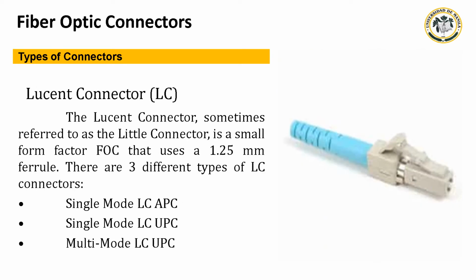Next is the Lucent connector or the LC. The Lucent connector, sometimes referred to as a little connector, is a small form factor FOC that uses a 1.25 mm ferrule. There are three types of LC connectors. First is the single mode LC APC, next single mode LC UPC, and the multi-mode LC UPC.